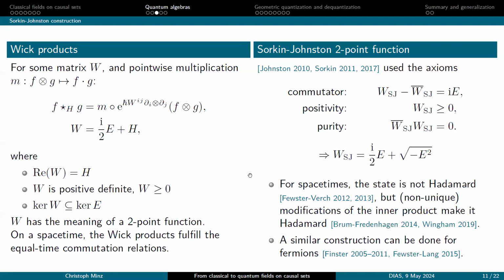And you can also do so. All of these constructions, of course, are only for scalars. You can also do a similar construction, which just becomes more complicated, for fermions, which has been shown.